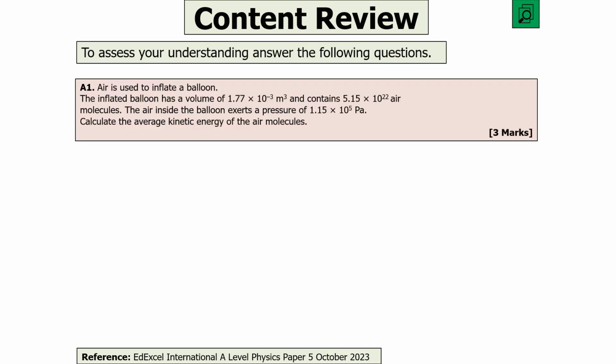The next question says, air is used to inflate a balloon. The inflated balloon has a volume of 1.77 times 10 to the minus 3 meters cubed and contains 5.15 times 10 to the 22 air molecules. The air inside the balloon exerts a pressure of 1.15 times 10 to the 5 pascals. Calculate the average kinetic energy of the air molecules. So pause the video now, then unpause the video when you want to go through your answer.